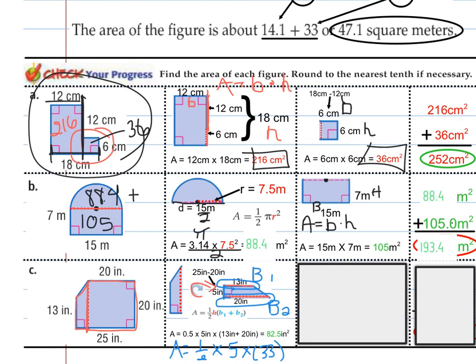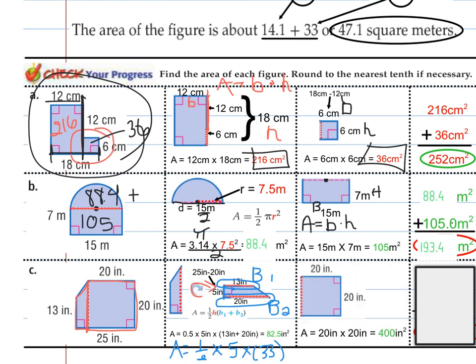Looking at the second shape, which looks like a square, because our base is 20 and our height is 20, we're going to plug it in.